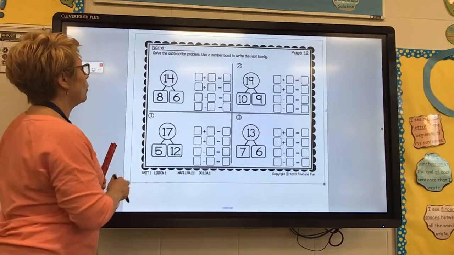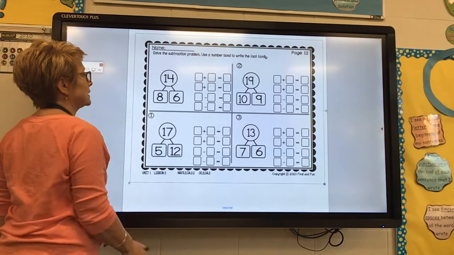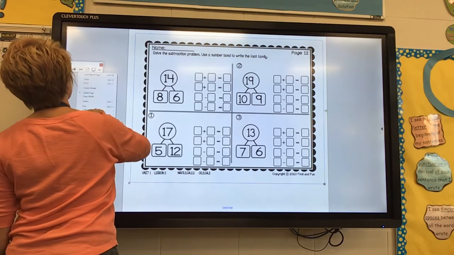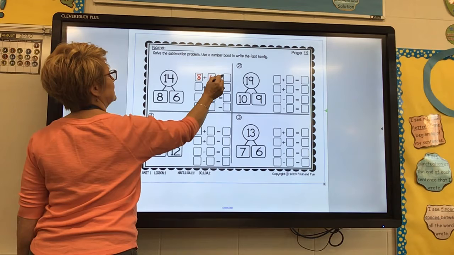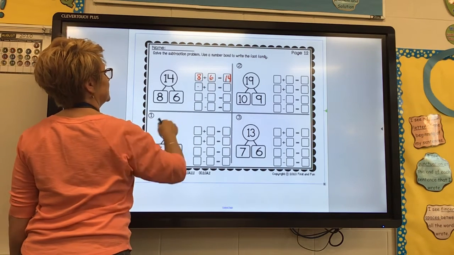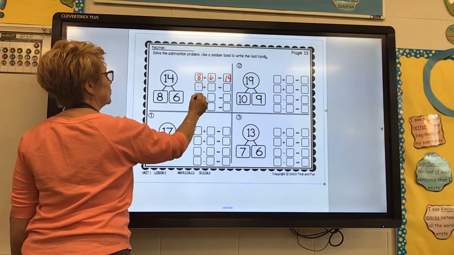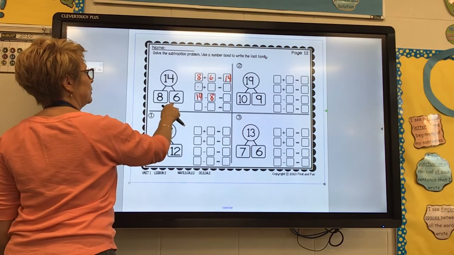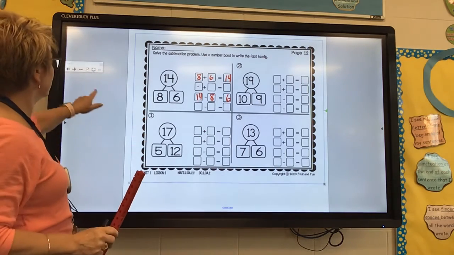So I know my whole is 14. My two parts that I add together are 8 and 6. So when I'm adding, 8 plus 6 is 14. 6 plus 8 is 14. Then when I'm subtracting, I start with my whole. So 14 minus a part, 8, gives me what part's left over? My 6. All right? So that's all we're doing here.